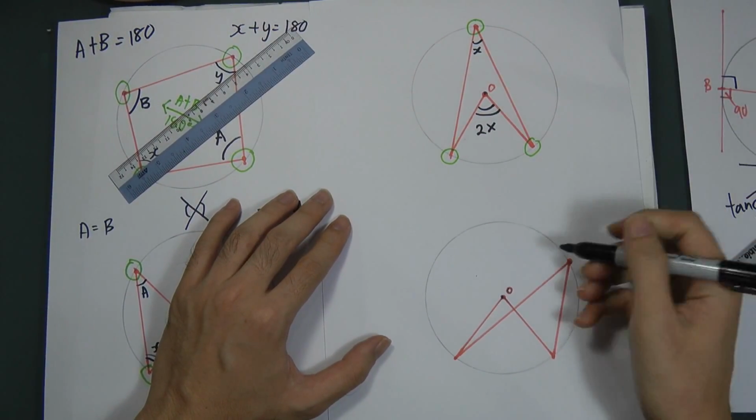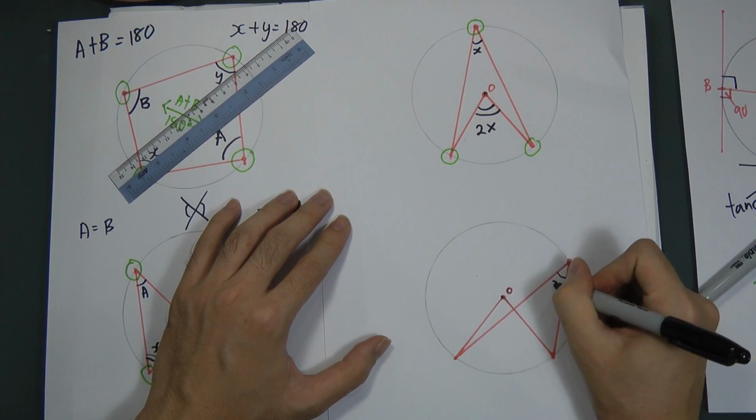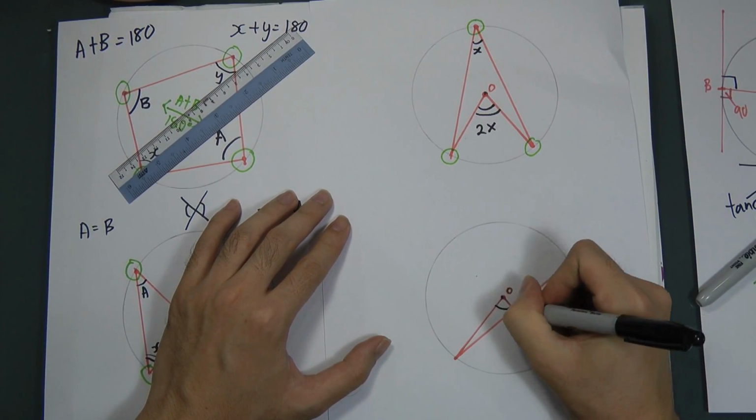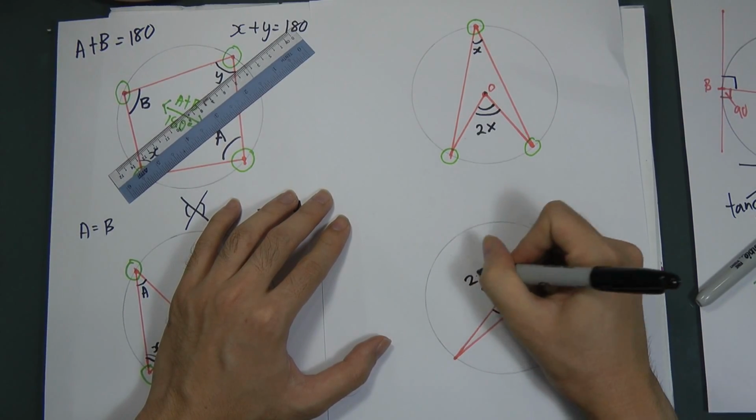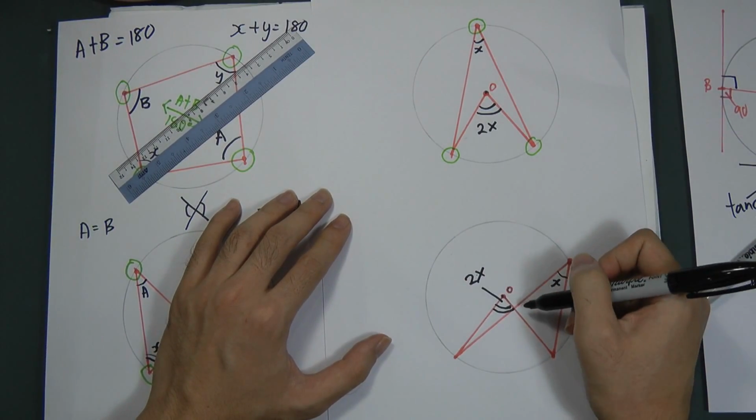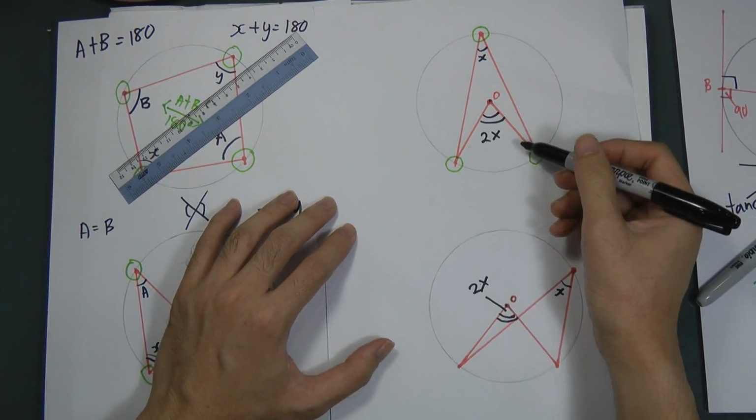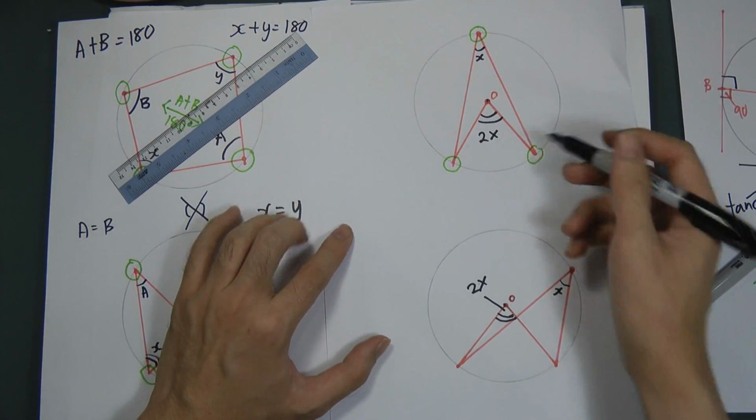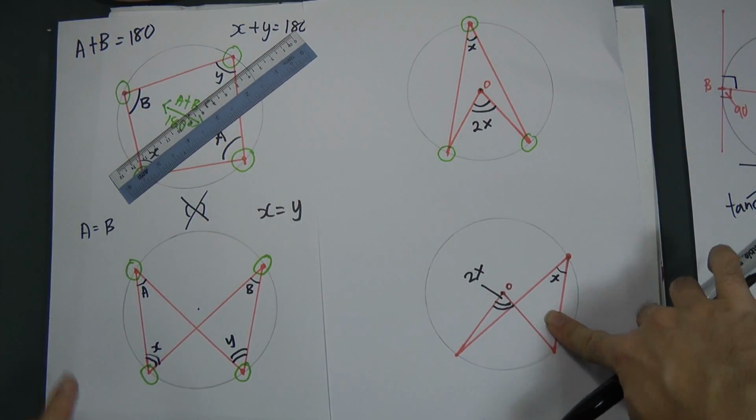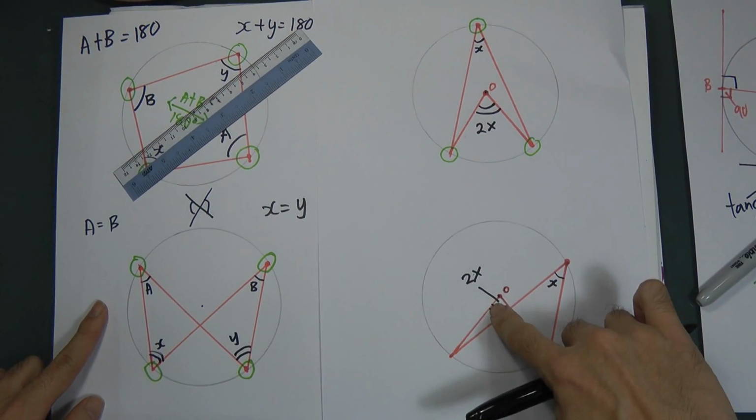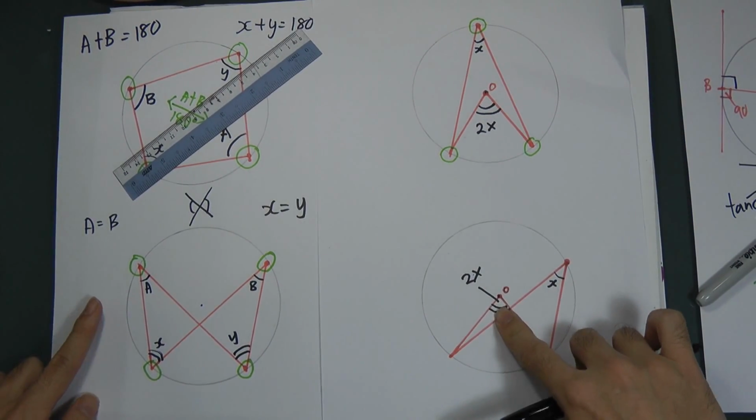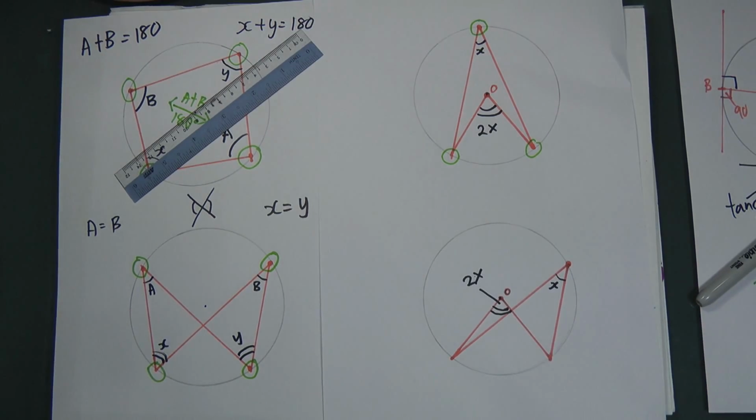So what does that mean? If this is x, what is this angle in the middle? It will be double of x, will be 2x. So exactly the same as this one. However, most of the students will think that this one is the same as this one. Most of the students will think this is x, this one will be x, this one will be x also. Do you see the difference between this one and this one?